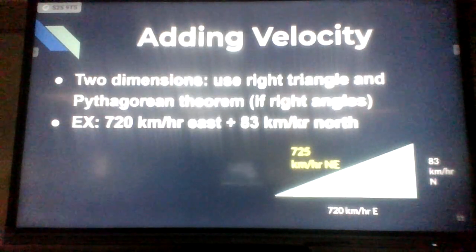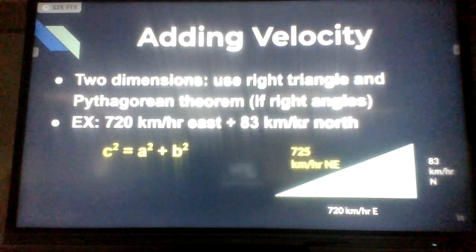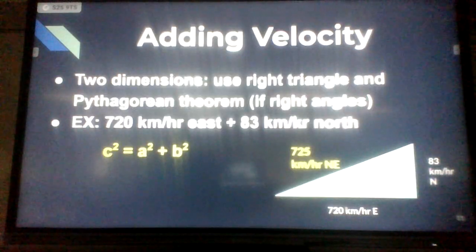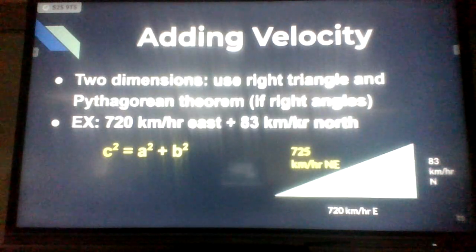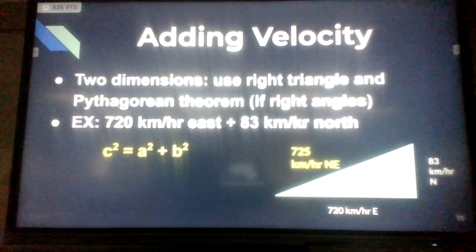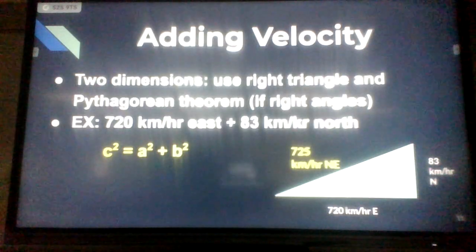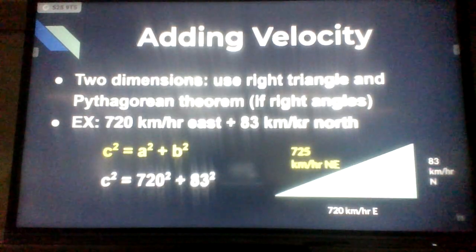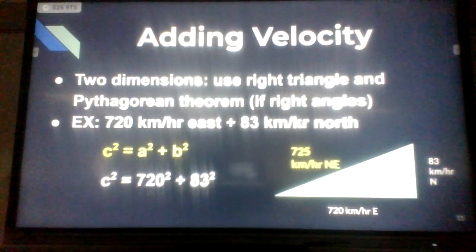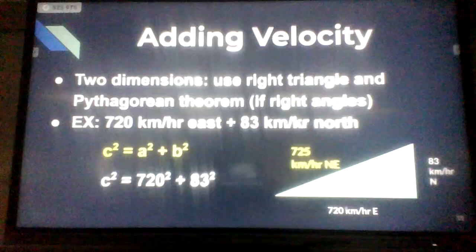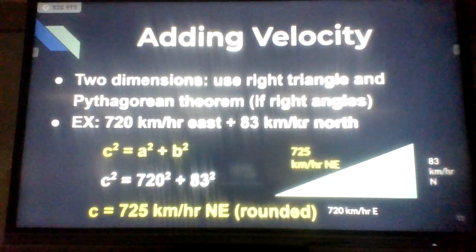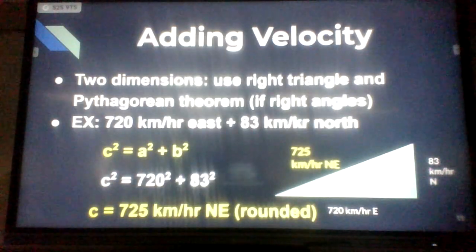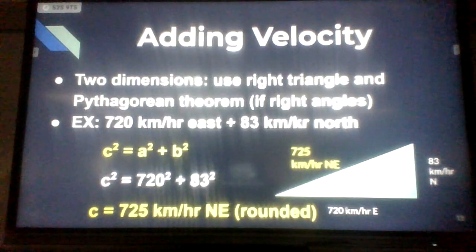Where does 725 come from? There you go. All of you know the Pythagorean theorem. C squared equals a squared plus b squared. And I showed you that when I was talking about distance from home plate to second base. And then just fill in the numbers. 720 squared plus 83 squared. Do your math, and you'll end up at approximately, I rounded this off to the whole number, 725 kilometers per hour northeast.